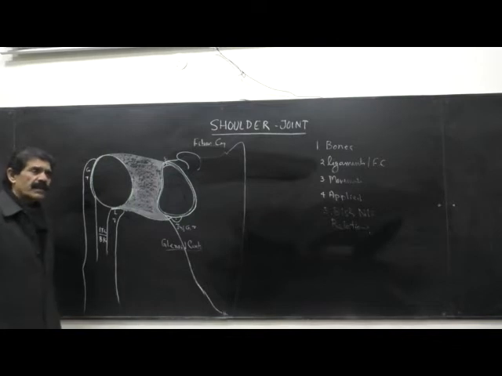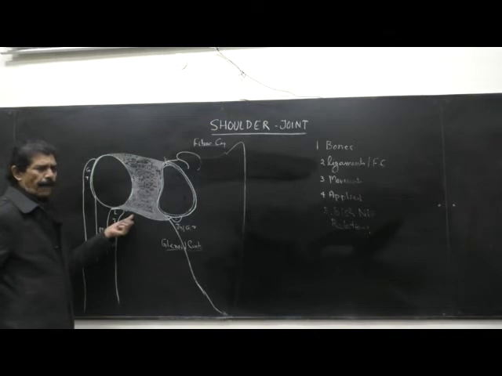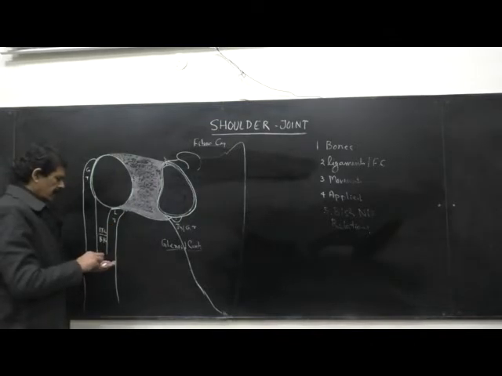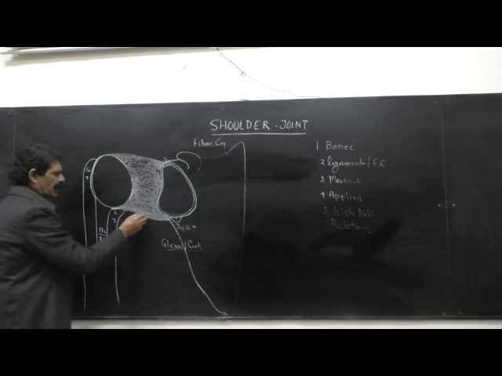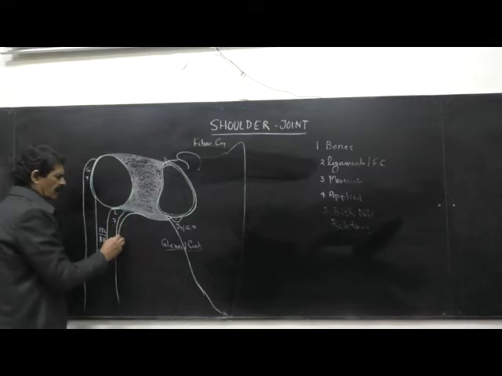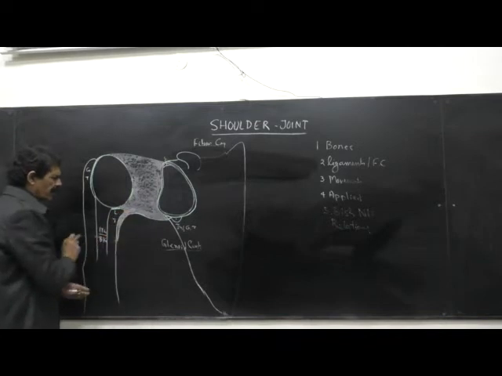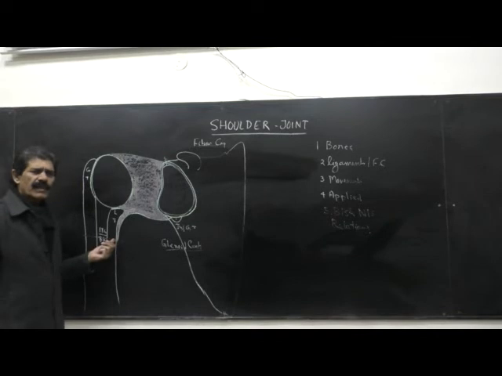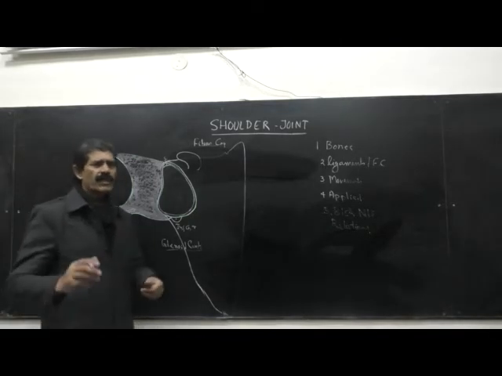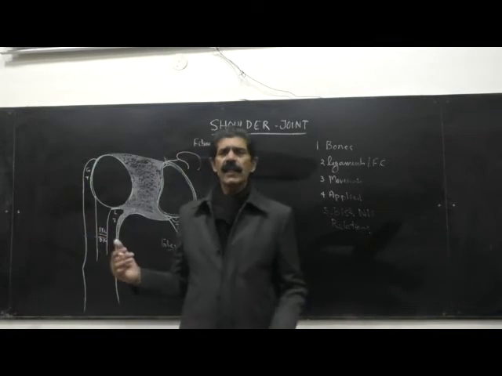Another peculiarity of this fibrous capsule is that inferiorly it is extended downward over the surgical neck of the humerus. So there is a downward extension of the fibrous capsule medially up to the surgical neck of the humerus. The surgical neck of the humerus is called surgical because surgery is required after its fracture. Patient has to be shifted to the operation table. That's why it's called the surgical neck.